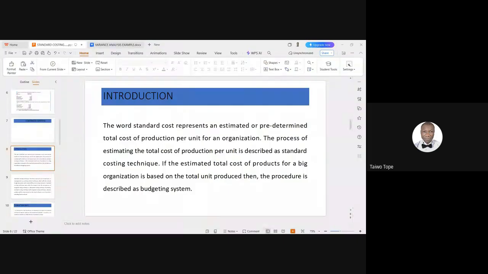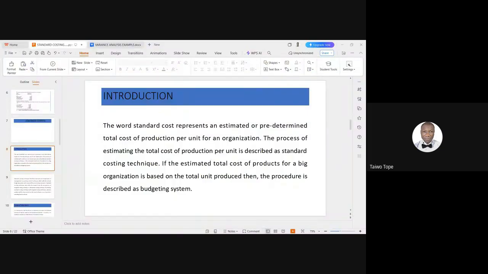So, standard costing. Let me read from what I have on this slide. The word standard cost represents an estimated or predetermined total cost of production per unit for an organization. So when you see a standard cost card, it is a cost estimate for just a unit of production. For just a unit of production.